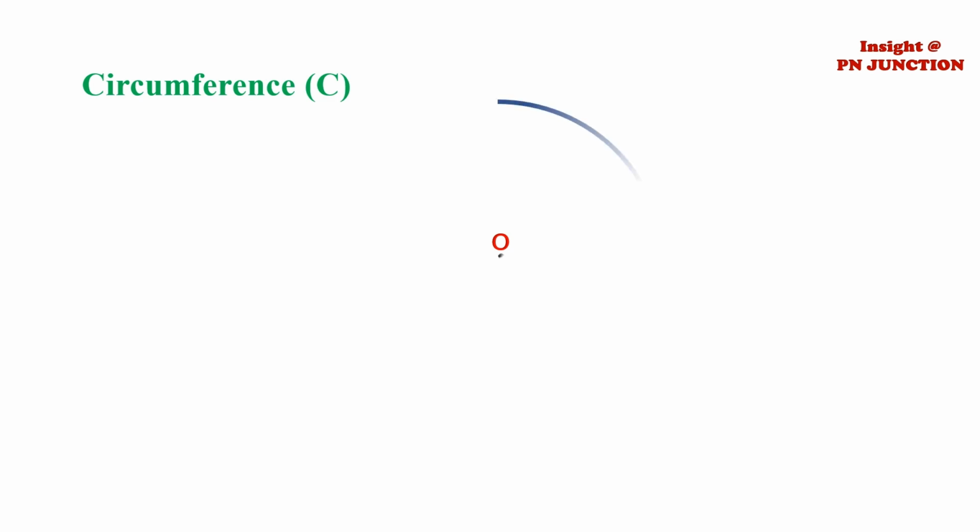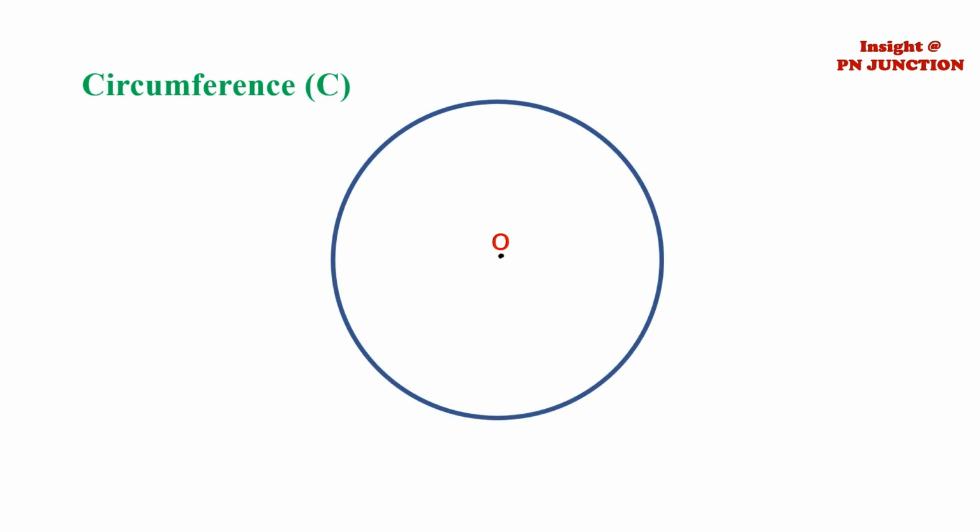First is the circumference. The boundary of a circle is known as its circumference and is denoted by a capital letter C. Circumference of a circle is calculated by the formula C equals 2 pi r, or C equals pi multiplied by diameter.